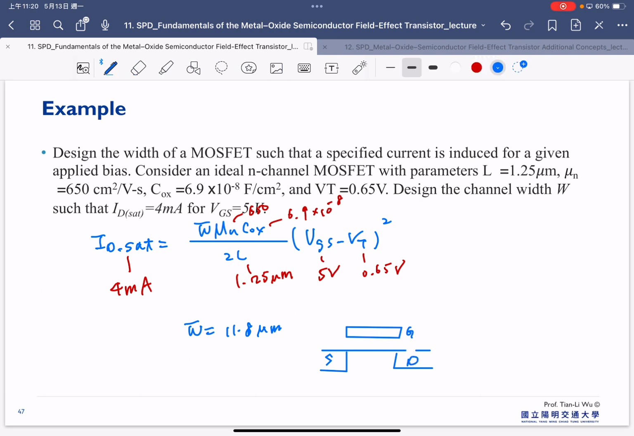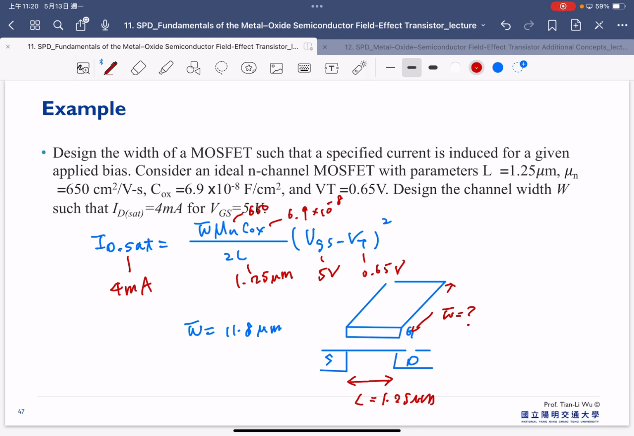But in reality, when we design the transistor, we have to design in a three-dimensional way. That means our transistor should also consider the width. Right now this question already provides the length, which is 1.25 micrometer, and the question is what is the width? In this requirement, we have to design the transistor with around 12 micrometer.